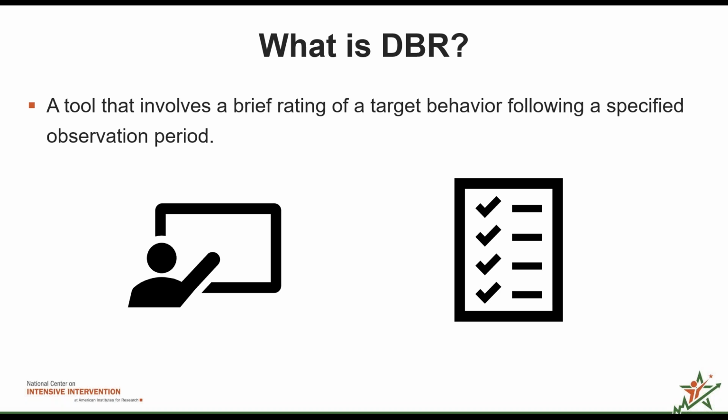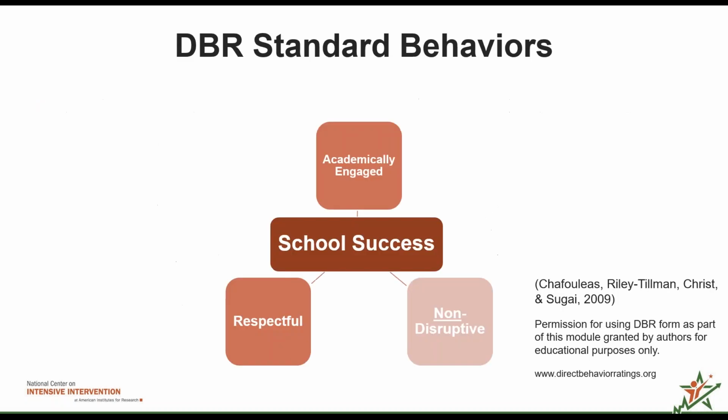And so that's one of the strengths of this approach, right? As opposed to a homegrown, as I like to call them, assessment method, the standard DBR form actually has evidence for reliability and validity. And so you could feel a little bit more confident about the defensibility of those data. So that standard form that I mentioned, if we go to the next slide, encompasses three different behavioral targets: academically engaged behavior, respectful behavior, and then non-disruptive behavior.